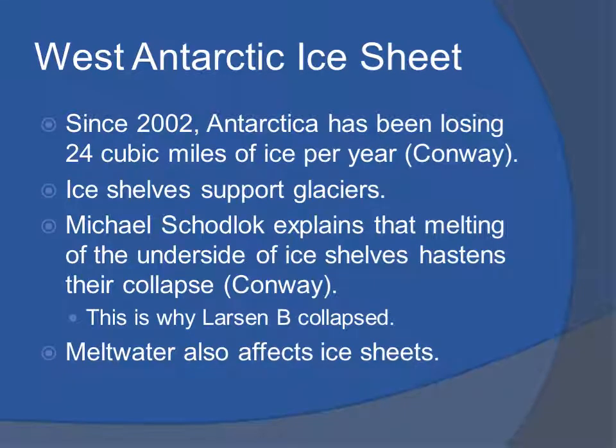According to Eric Conway of NASA, Antarctica has been losing 24 cubic miles of ice per year since 2002. This is worrisome for some scientists because this enormous rate, as we saw previously, is actually accelerating.